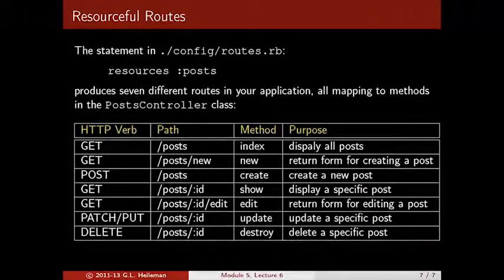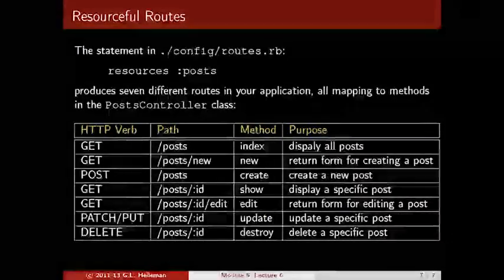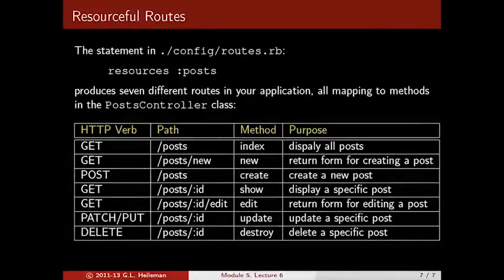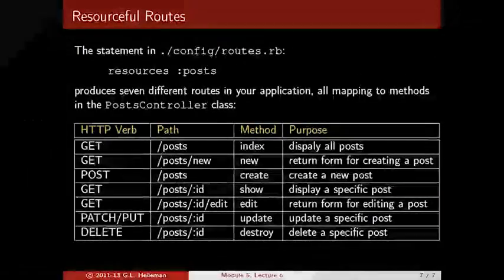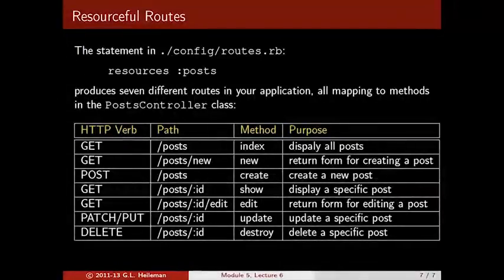So HTTP localhost:3000/posts is going to go to the index method in your posts controller, and the purpose is to display all the posts. And then you'll see the others that are provided here as well. And again, you can see all of these by typing rake routes, and you'll actually see these.